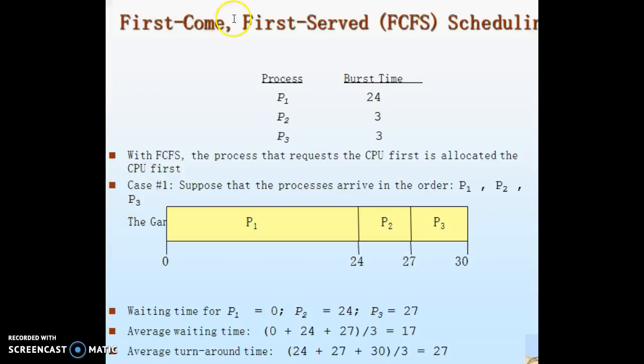First one is the FCFS scheduling algorithm. With FCFS, the process that requests the CPU first is allotted the CPU first. For example, given the processes P1, P2, and P3 with burst times 24, 3, and 3. See the Gantt chart. Waiting time for P1 is 0, P2 is 24, and P3 is 27. Average waiting time is 0 plus 24 plus 27 divided by 3, that is 17. Average turnaround time is 24 plus 27 plus 30 divided by 3, equal to 27.